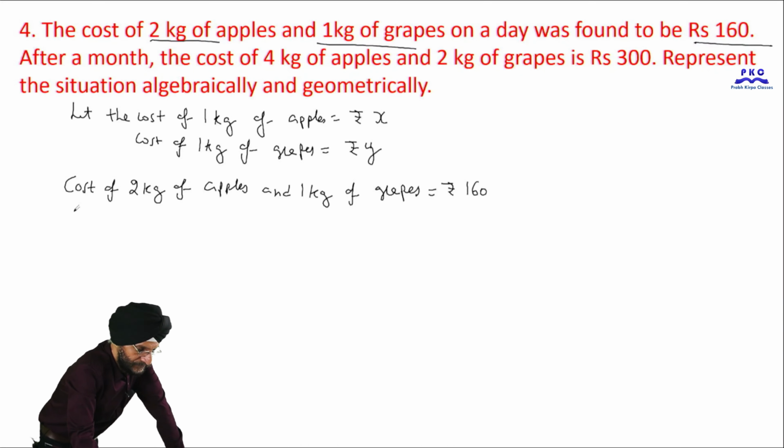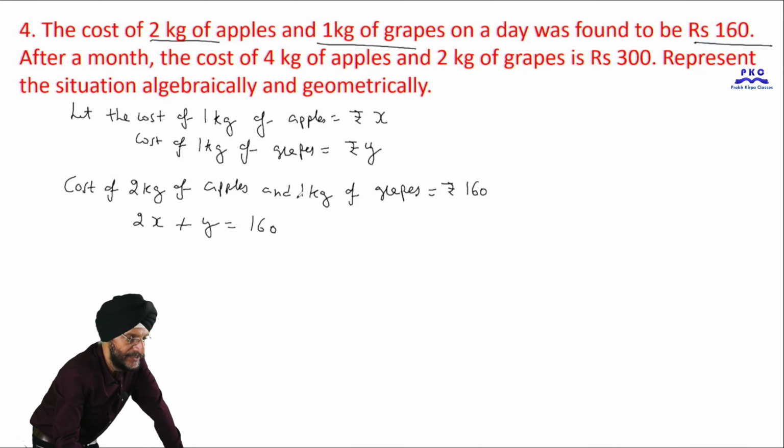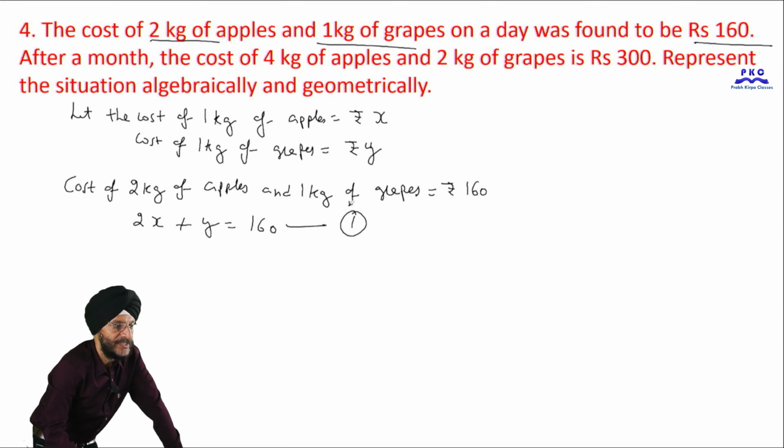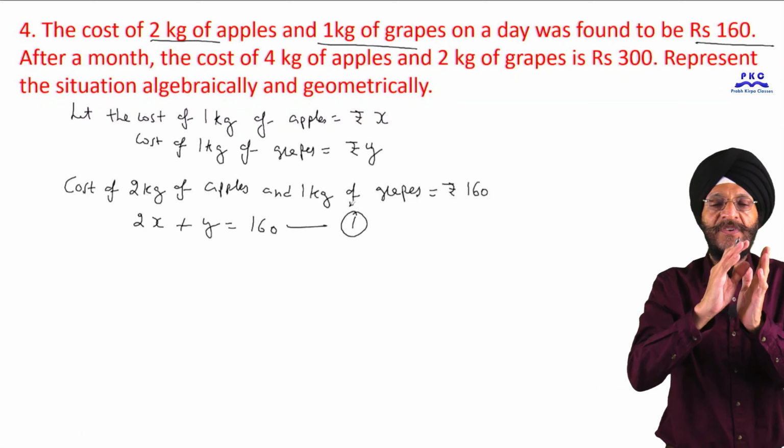So here we can write it as: 1 kg of apples is x, so 2 kg we may write as 2x, because it is given that 1 kg cost is equal to rupees x. So 2 kg cost 2x. 1 kg of grapes cost is rupees y. We can write it as y. So this is 2x plus y is equal to 160. This is the first scenario, or linear equation in two variables in the first scenario.